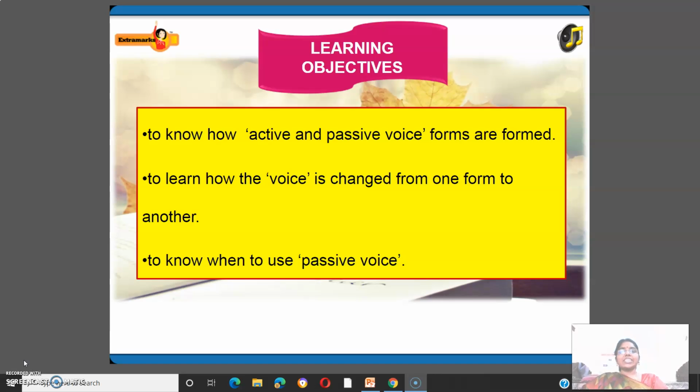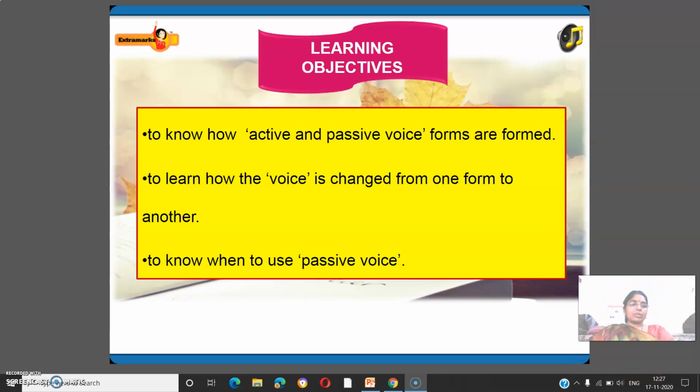Children, today we are going to learn a small grammar portion, active and passive voice. Right? So, first, learning objectives. We are going to learn how active and passive voice forms are formed. Next, to learn how the voice is changed from one form to another form. Next, we are going to know when to use passive voice. Is it clear here? Yes? Okay. So, we'll move to the next.